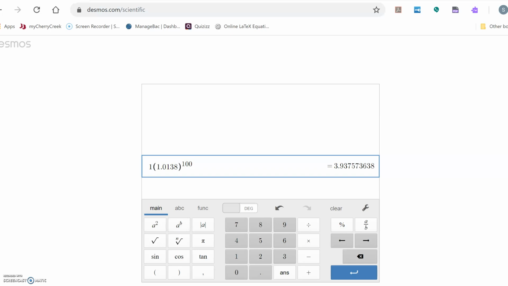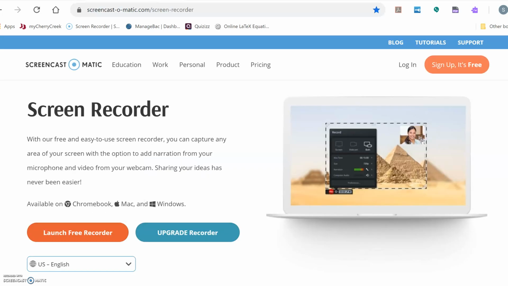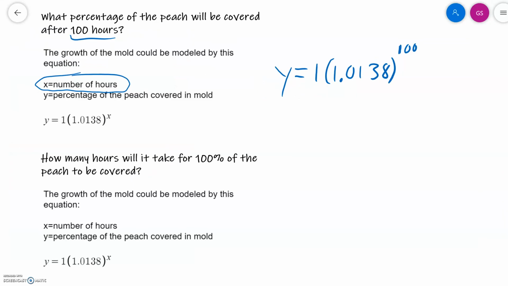Okay, so it's about 3.94. We'll call that 3.94. So here we go. So about 3.94. And that is what percent of the peach would be covered in mold after 100 hours.